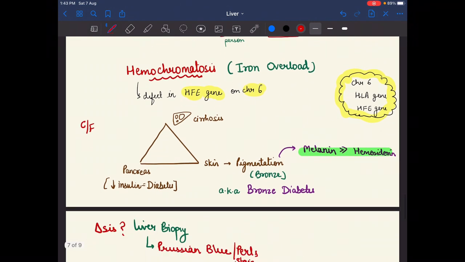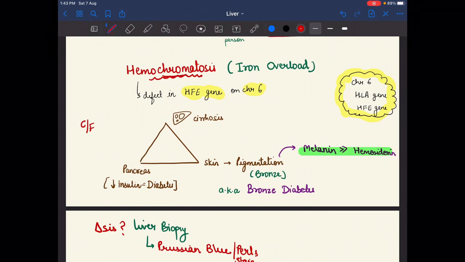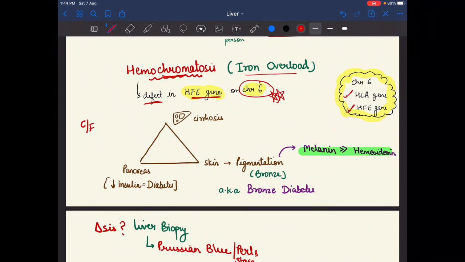Now next one is hemochromatosis. Chromo means iron, so here iron overload is seen. In hemochromatosis there is a defect in the HFE gene on chromosome number 6. Please remember this. In hemochromatosis there is a defect in the HFE gene on chromosome number 6. So chromosome 6 is involved with the HLA gene and the HFE gene.